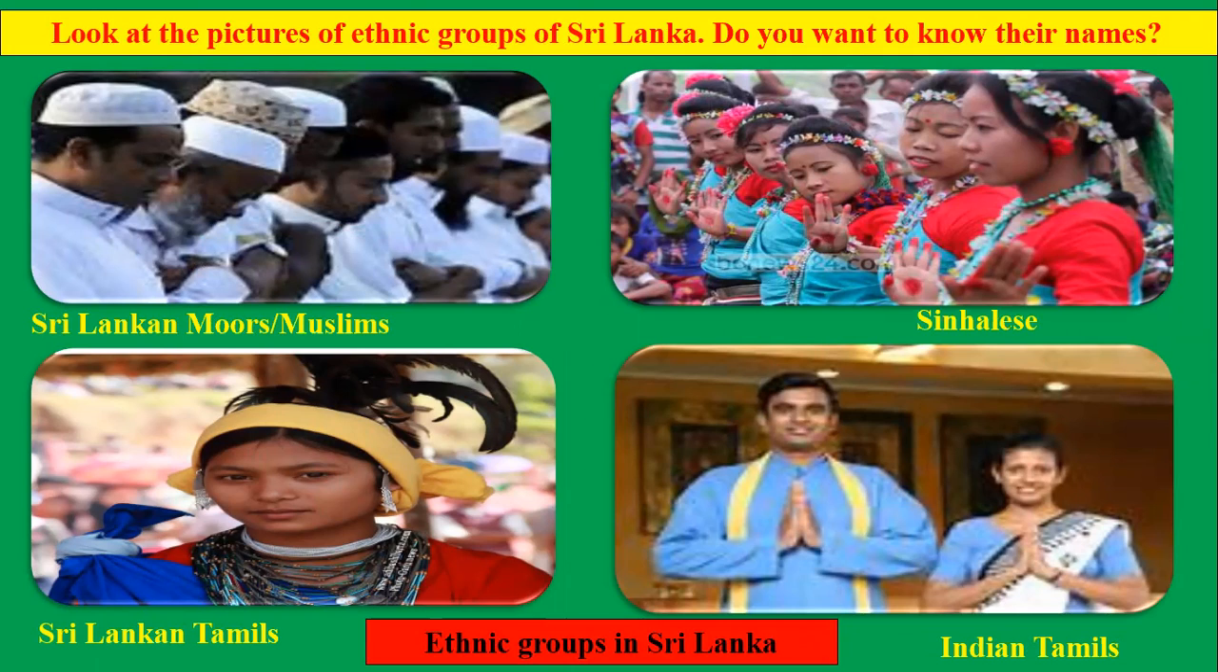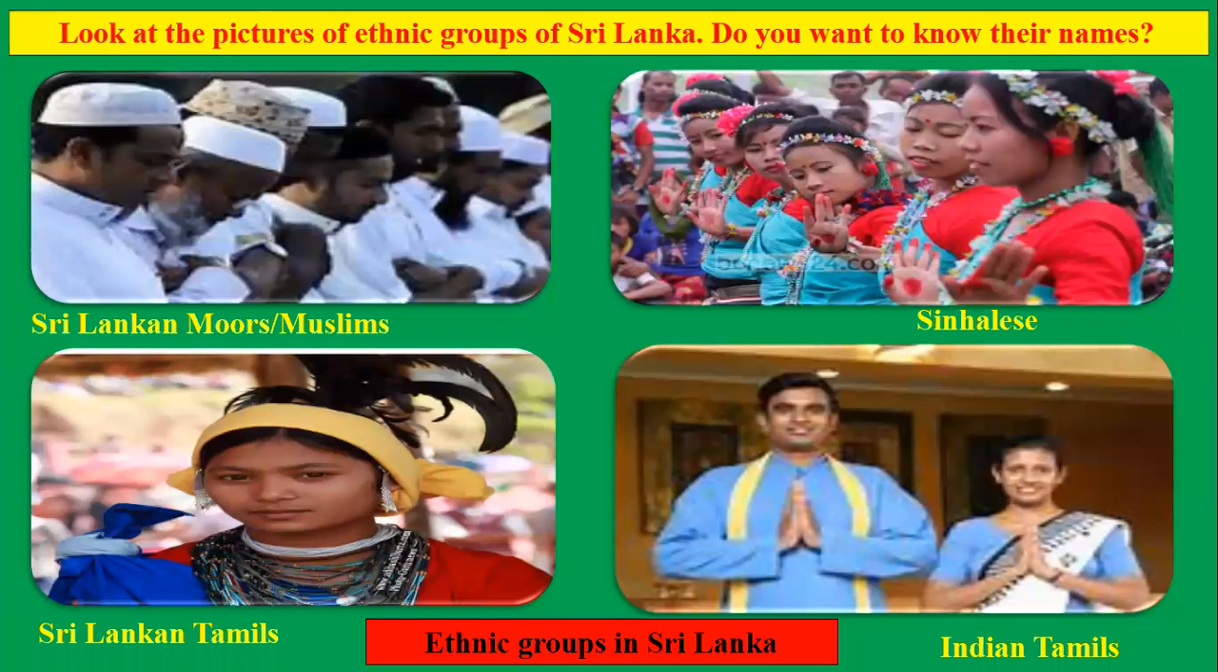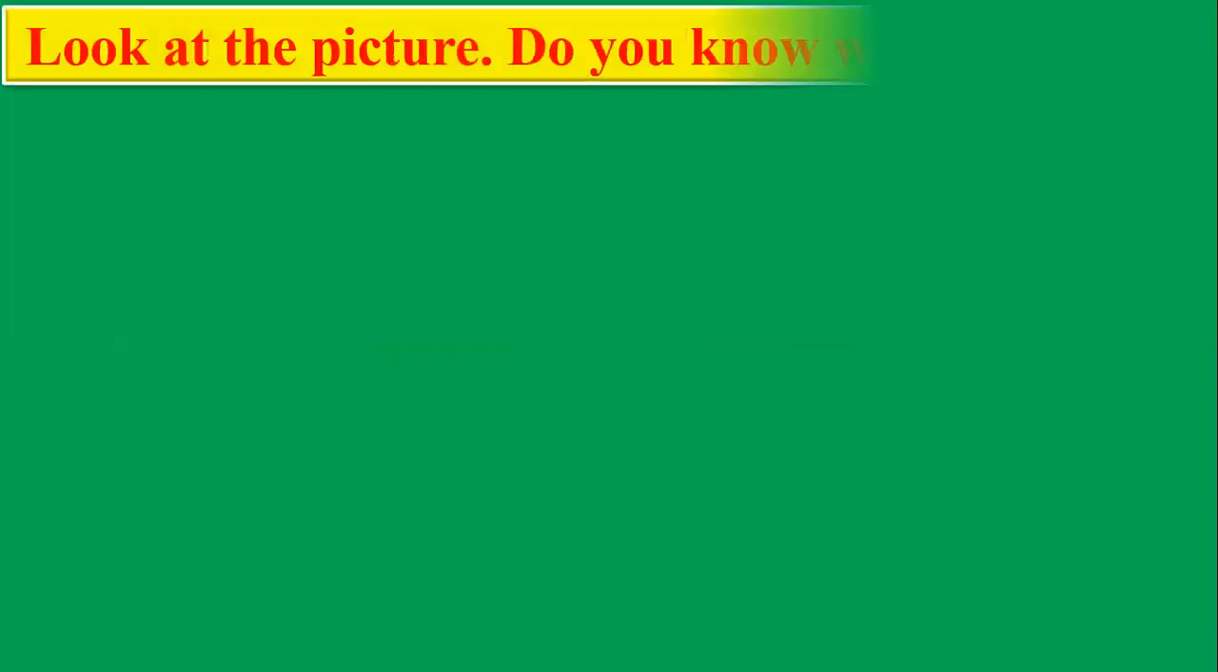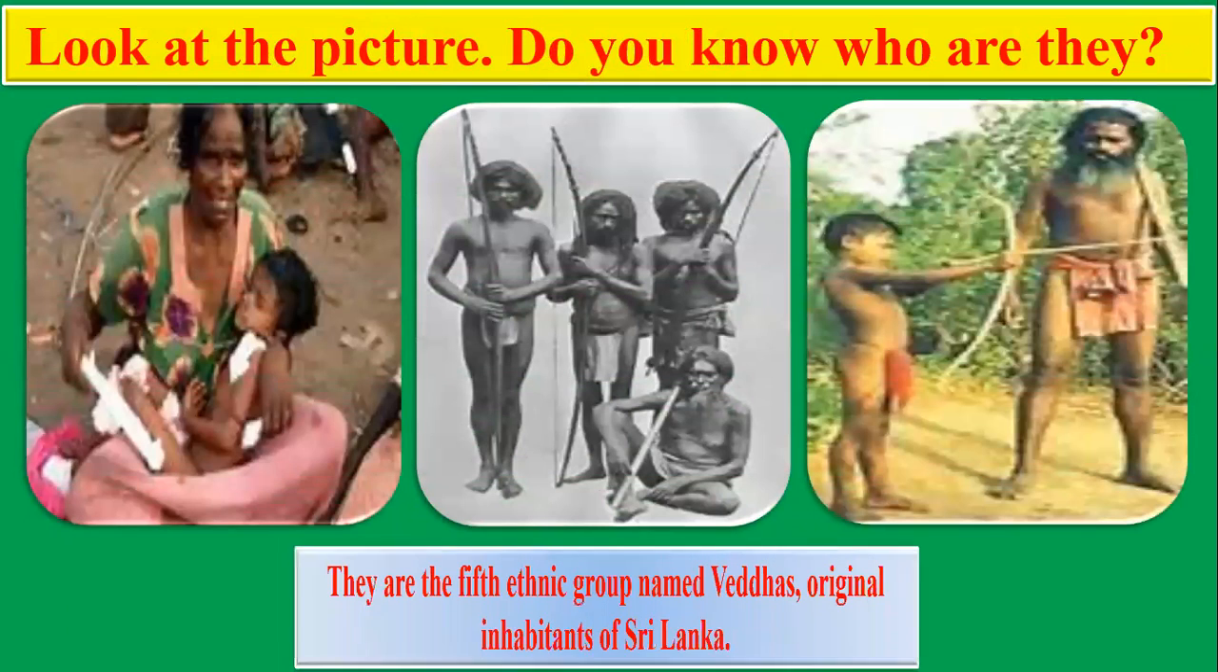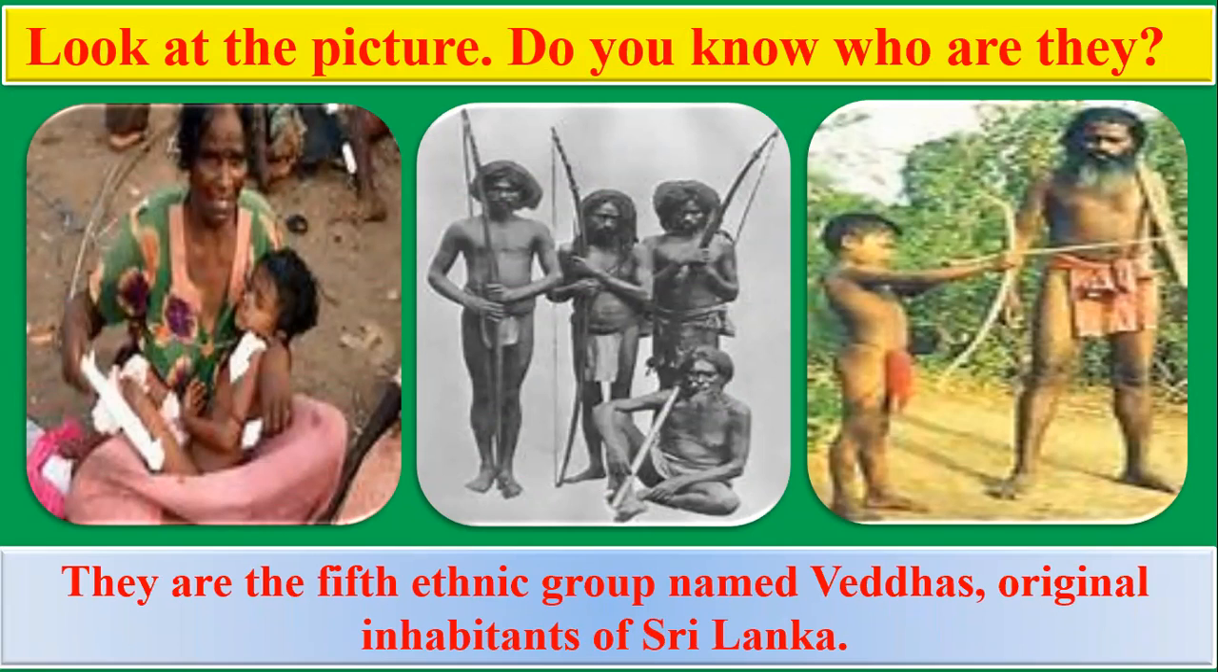Pictures of ethnic groups of Sri Lanka. Do you want to know their names? Yes. The first one, Sri Lankan Moors, Muslims. Second one, Sinhalese. Third one, Sri Lankan Tamils, and Indian Tamils. Ethnic groups in Sri Lanka. Look at the picture. Do you know who they are? Oh yes, the fifth ethnic group is named Veddas, the original inhabitants of Sri Lanka.